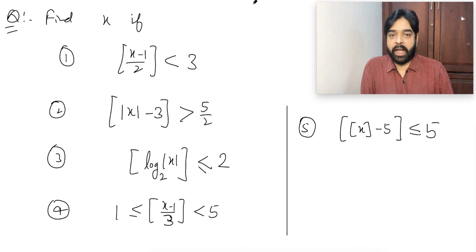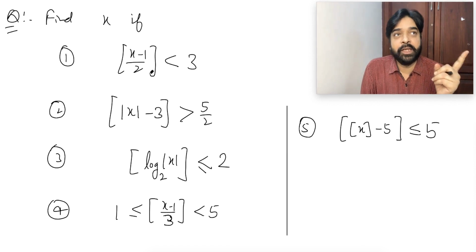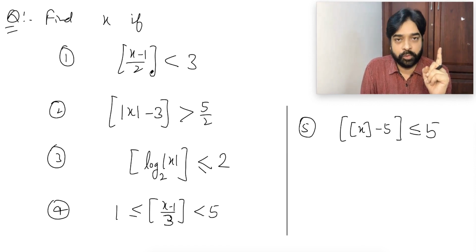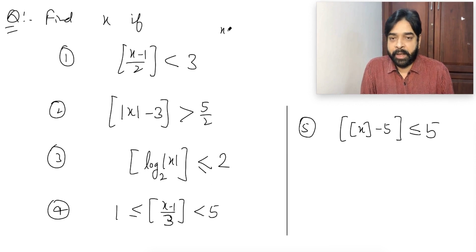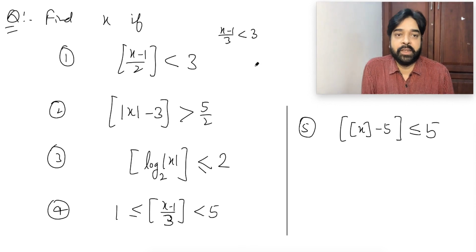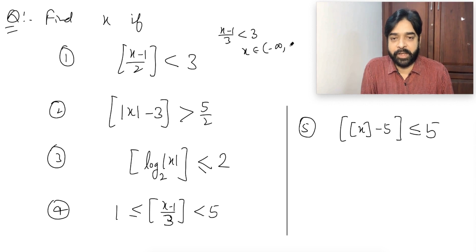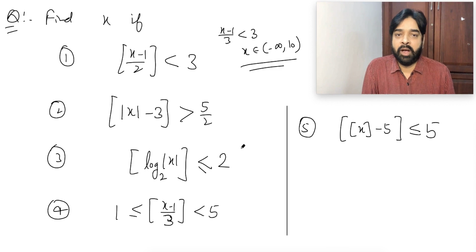See, the first one, I guess, is a very simple question. Greatest integer of (x minus 1) by 2 less than 3. Less than 3 means it can be 2, so the first value should be 2. So (x minus 1) by 2 should be less than 3. Yes or no? From here, x will be an element of minus infinity to 10. Directly I am writing the answer. How many of you got it?